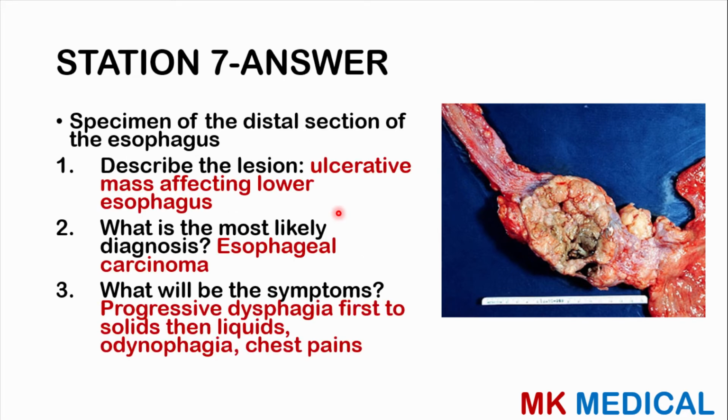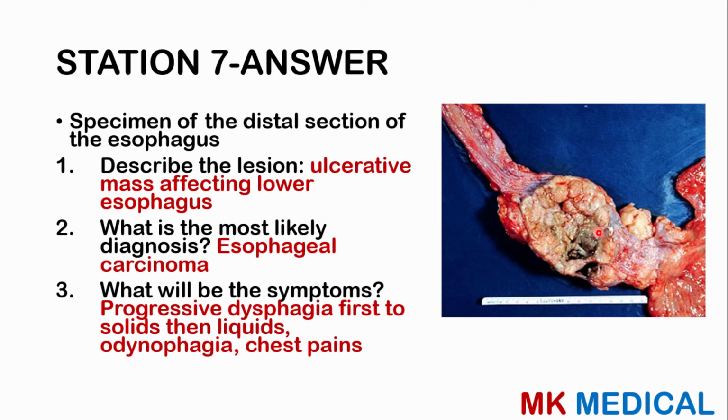This is obviously an ulcerative mass or an ulcerative lesion that is affecting the lower portion of the esophagus. This is obviously an esophageal carcinoma. And the symptoms are going to be progressive dysphagia. That's going to start off first with solids, then liquids, and then eventually will be total dysphagia, which at one point the patient will not even be able to swallow their own saliva.